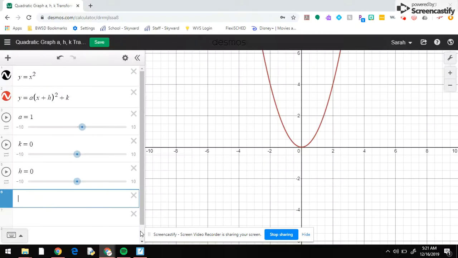So if we go and look at our calculator here, we can see that in black, we have our parent graph of y equals x squared, and here in red, we have our new transformed graph where we are going to change the values of a, h, and k and see how they transform our parent quadratic graph. So here, if we start with a, we notice that by default, a is set to 1.